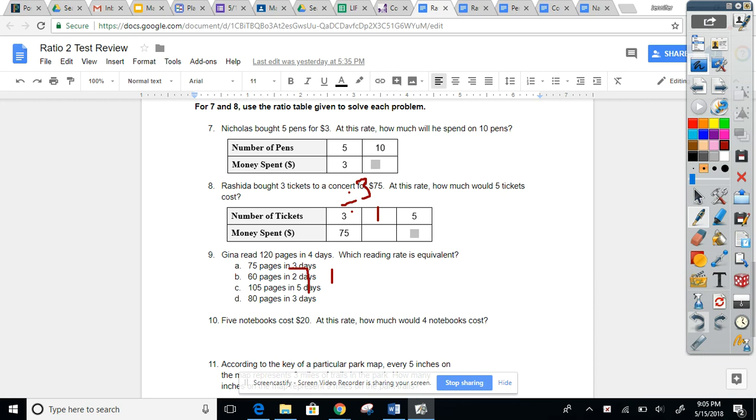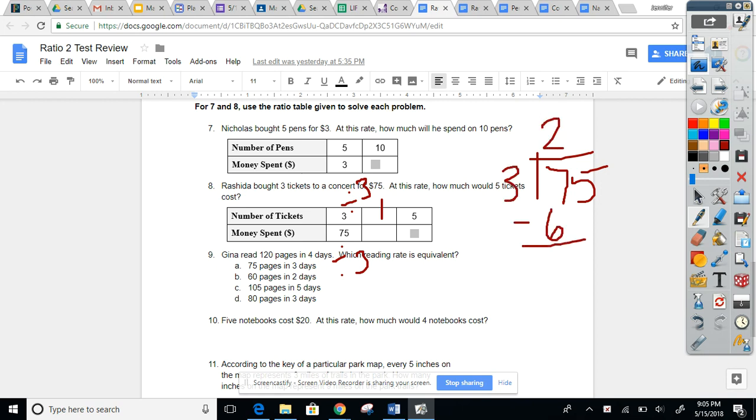So I'm going to say 75 divided by 3 is what? If you do not know, we'll go over here. 3 goes into 7 2 times, which gives me 6.